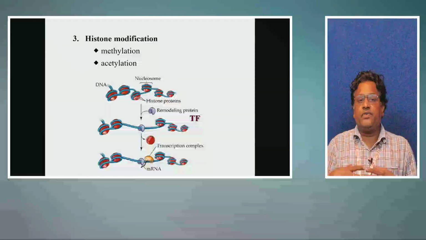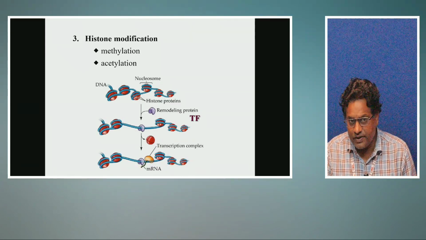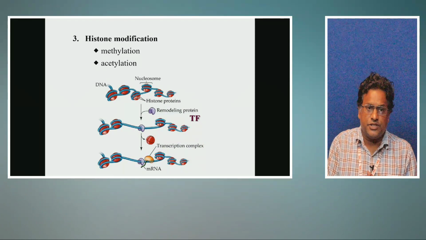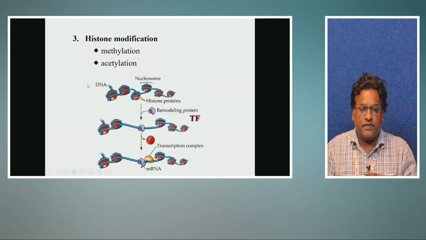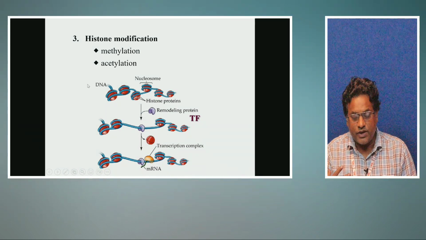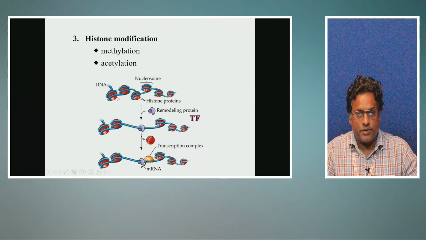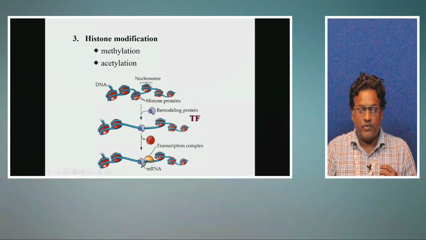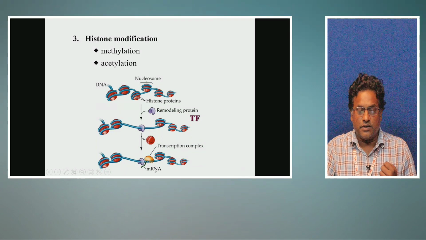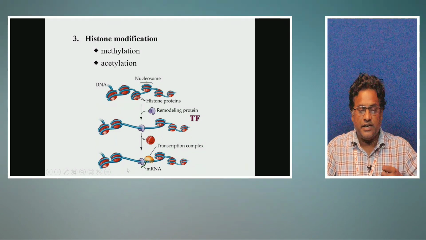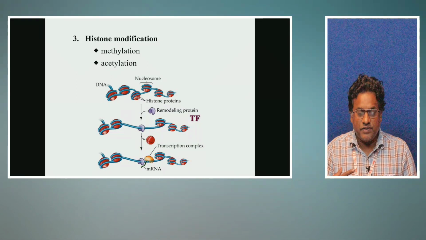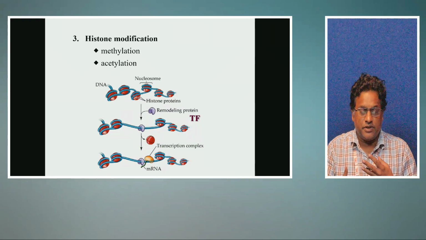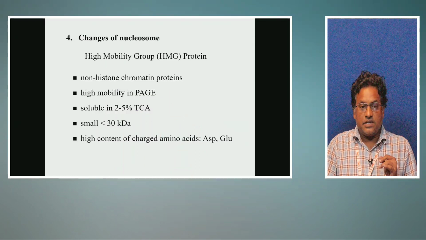Now another type of modification you find in DNA is histone modification, where you have methylation, then you have acetylation, where acetyl groups are added to particular histone marks. Then again it makes a protein which is important for transcriptional modification or silencing.